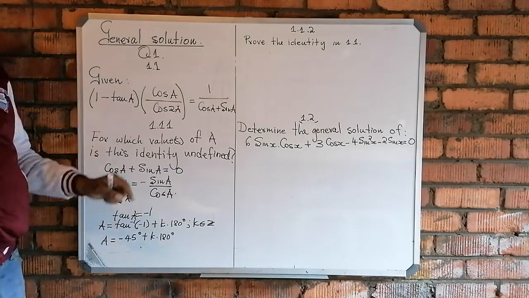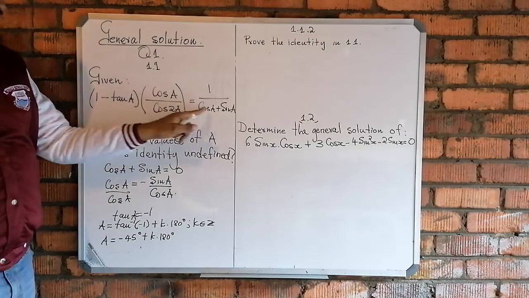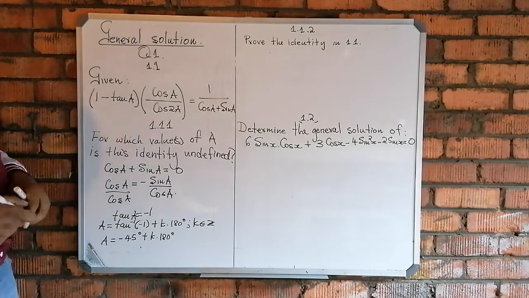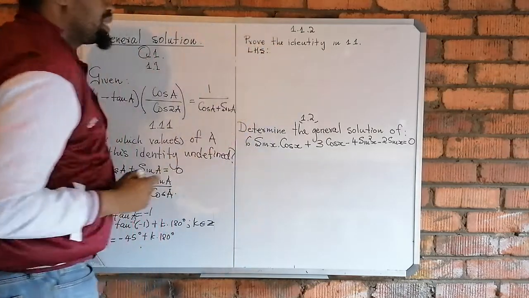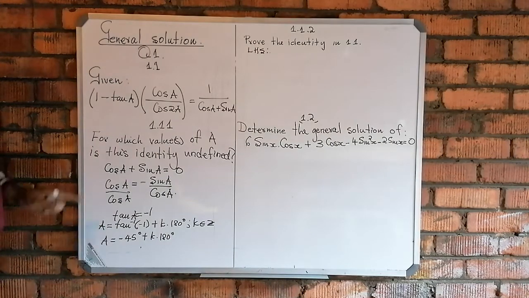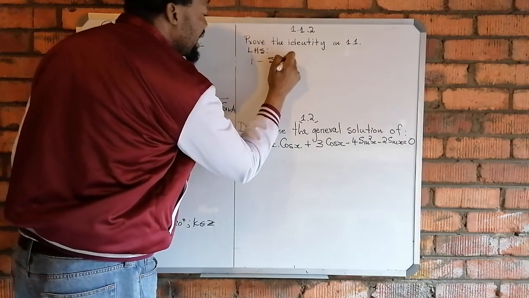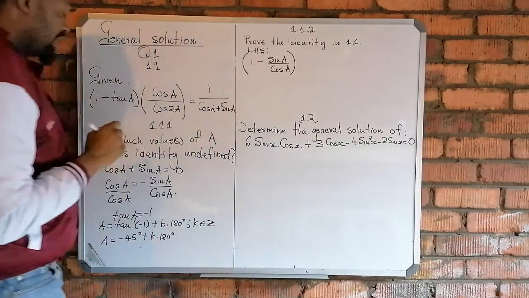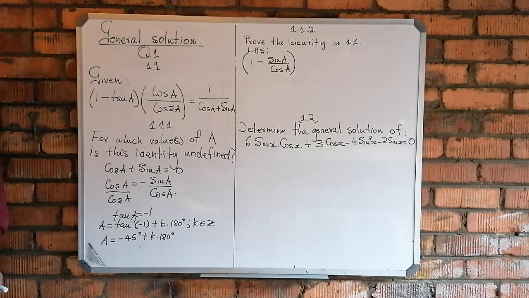Moving on, it says now prove the identity. For which values would this be defined, sorry, not undefined, defined. Now, when I prove, I take the side that can be simplified the most. In this case, I'm looking at the left-hand side. My left-hand side is 1 minus sine A divided by cos A. Remember, the quotient identity for tan A is sine A divided by cos A.